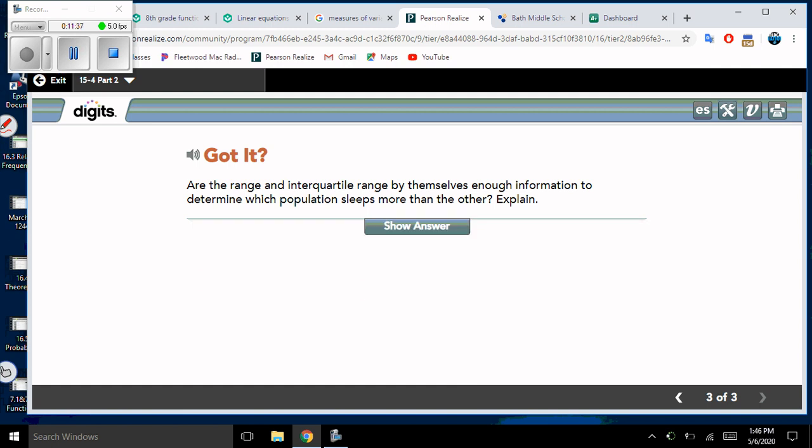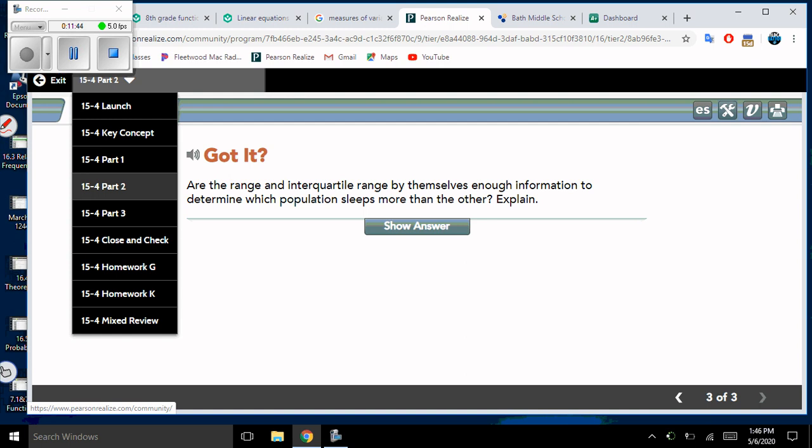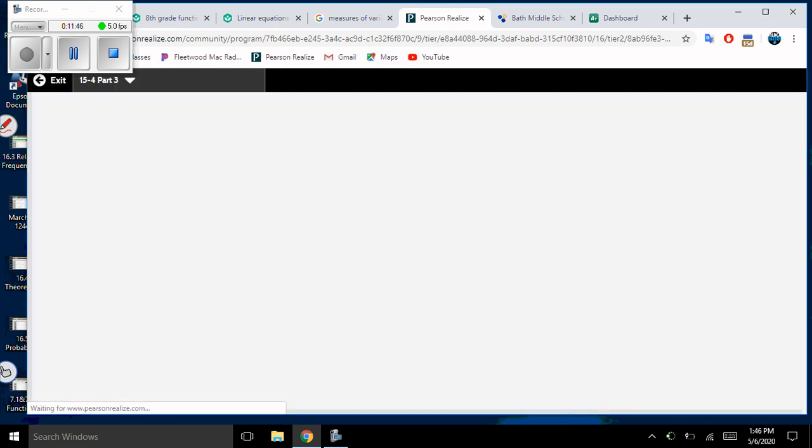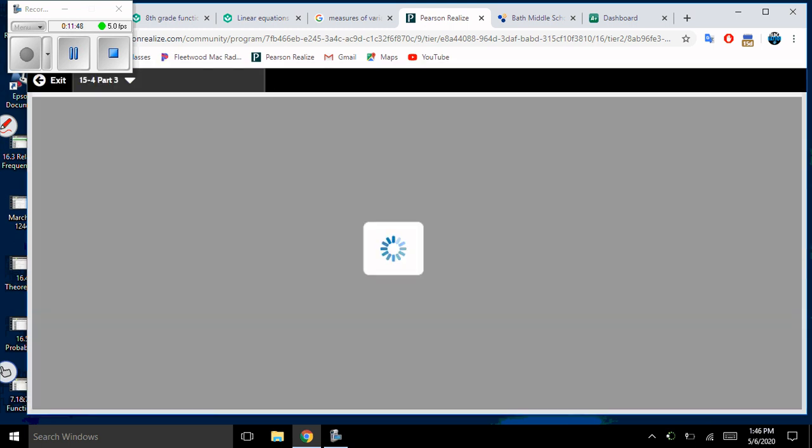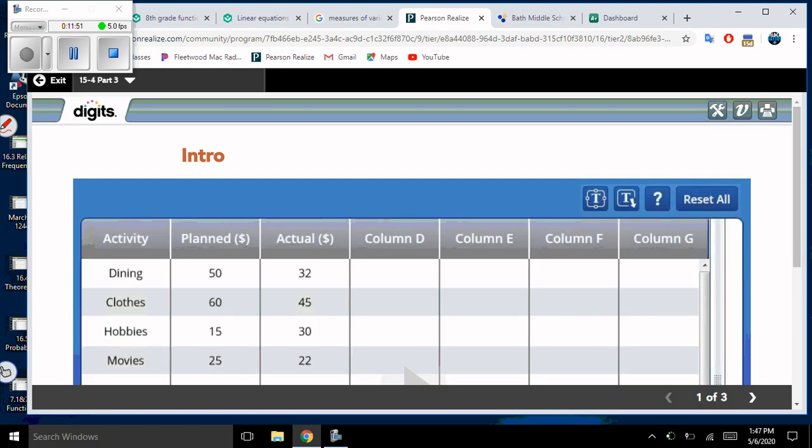All right. So again, if given the choice to use range and IQR versus mean and median, I've got to think that you would be wiser to use the mean and the median if you're looking for some data and trying to make some determinations about the data.